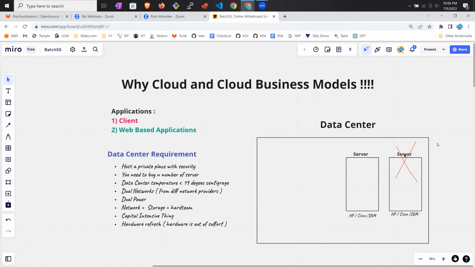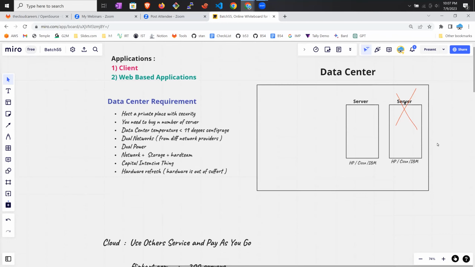And we also saw what is a data center. Data center and on-prem, both of them are the same. In order to maintain a data center, what are the requirements you should have, what are the things that make a data center one of the most costly affairs, and why it is going to be a very capital intensive task is something we have discussed in detail.